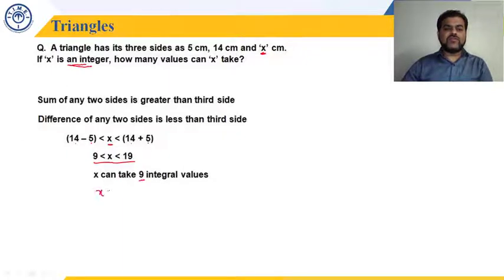The value of x can be between 9 and 19, meaning 10, 11, 12 and so on till 18, but not 19. It will go only till 18. So if you count all the integers from 10 to 18, these are 9 integers.